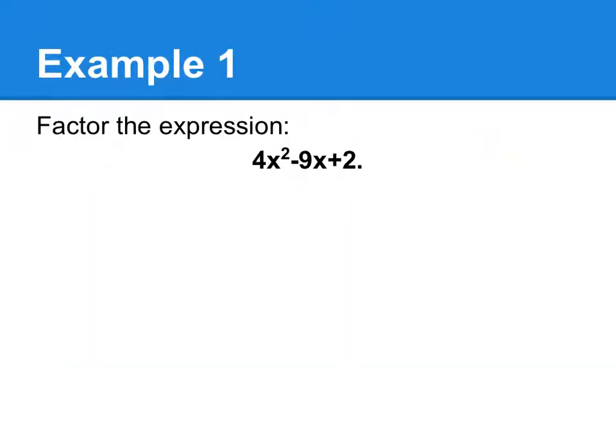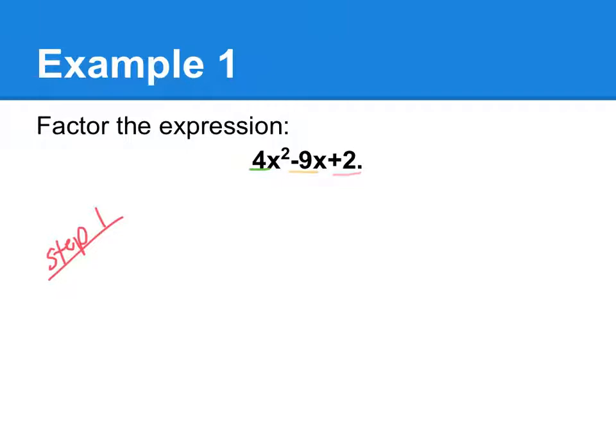Okay, so here's our first example. Factor the expression 4x squared minus 9x plus 2. Like before, I want to start off by labeling the parameters just to make sure that I know what I have. This is A, I'm going to call this one B, and I'm going to call this one C. So 4 is A, negative 9 is B, and positive 2 is C. Now the first thing we want to do, just like before, is draw the x. So far everything looks the same.